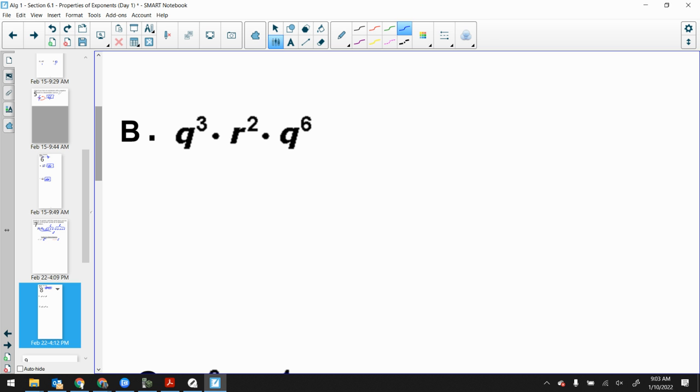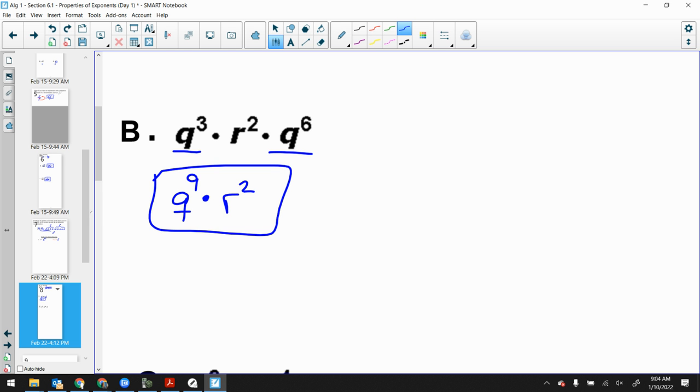Now, if you've got Q's and R's going on, look at the next example. We've got Q to the 3rd, R squared, Q to the 6th. Okay, what's my final power on Q then? Yeah, you just basically combine like terms. Q to the 9th times R squared. There's my answer.